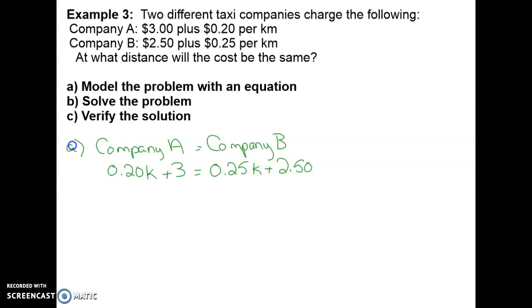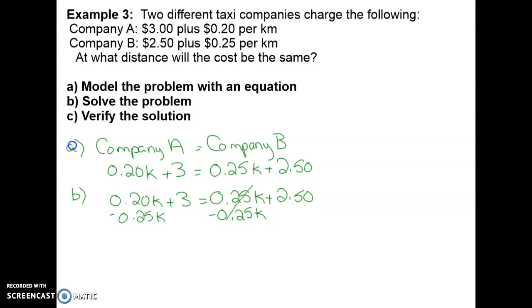For part B, then, we're going to solve the problem. So we have 0.20k plus 3 equals 0.25k plus 2.50. Just like in the other examples we've done, we want to get the variables on one side and the numbers on the other. So I'm going to start off by doing the inverse of 0.25k, and the inverse of that is negative 0.25k. And I'm going to take that away from both sides.